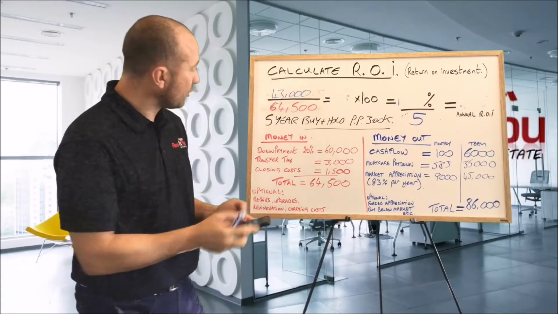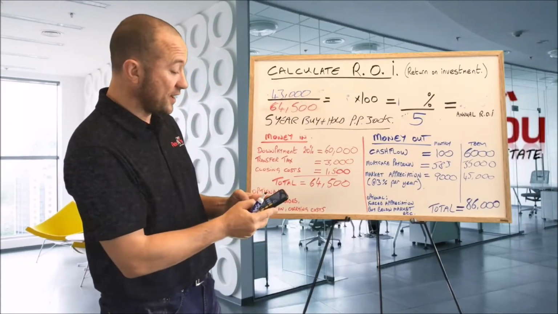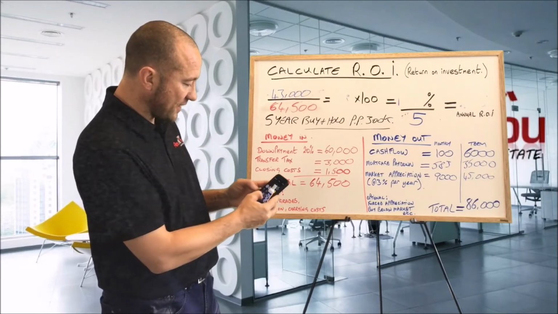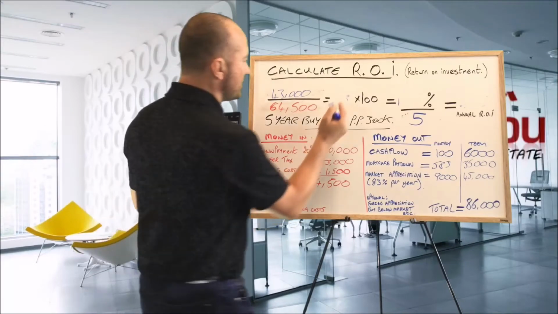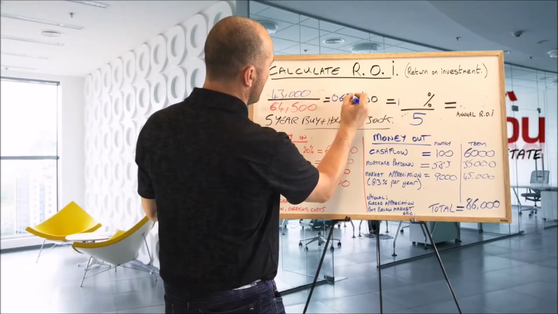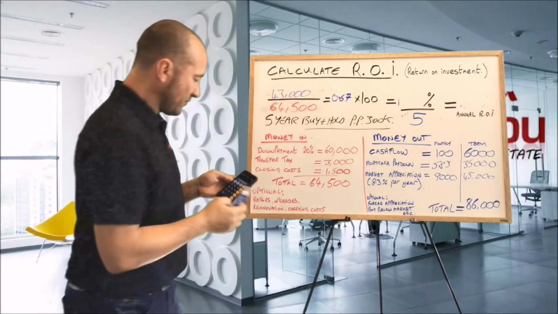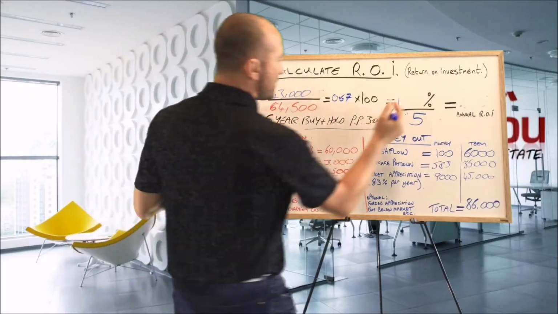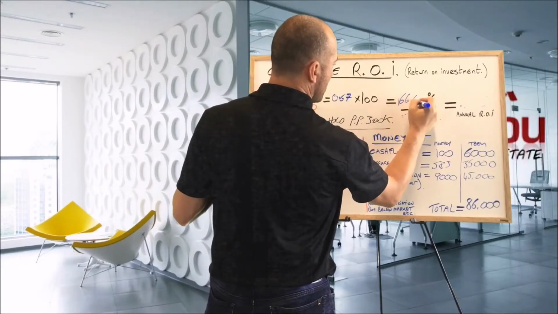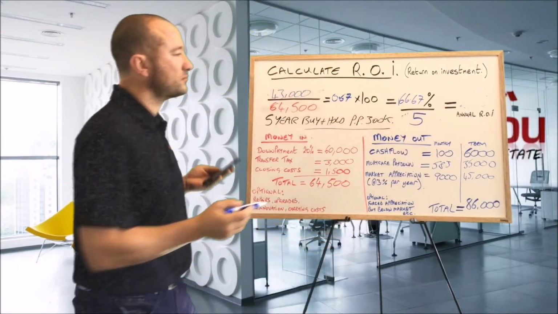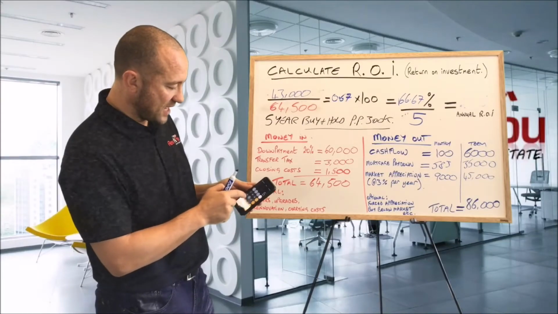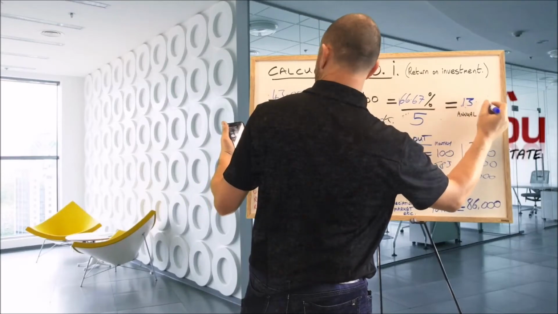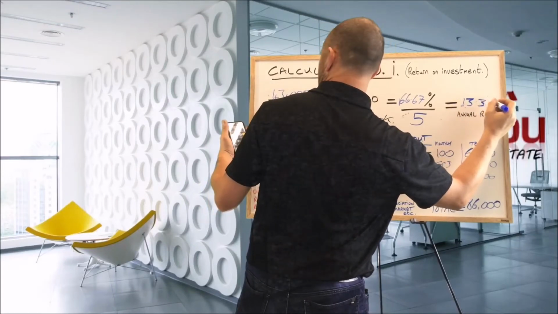Now, we're going to go through that same process, but we're going to use this lower number. So 43,000 divided by 64,500 equals 0.66, well, 0.67. And then we times it by 100, 66.67. And then we're going to divide it by the number of years, 13.33% annualized return.